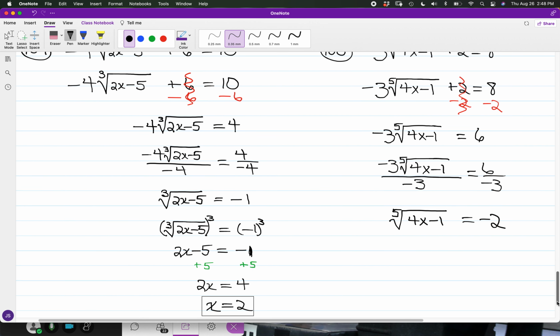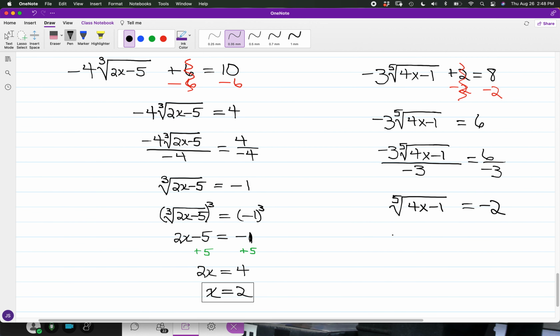And to free up 4x minus 1, I'm undoing the radical by now taking both sides and raising to the fifth power.